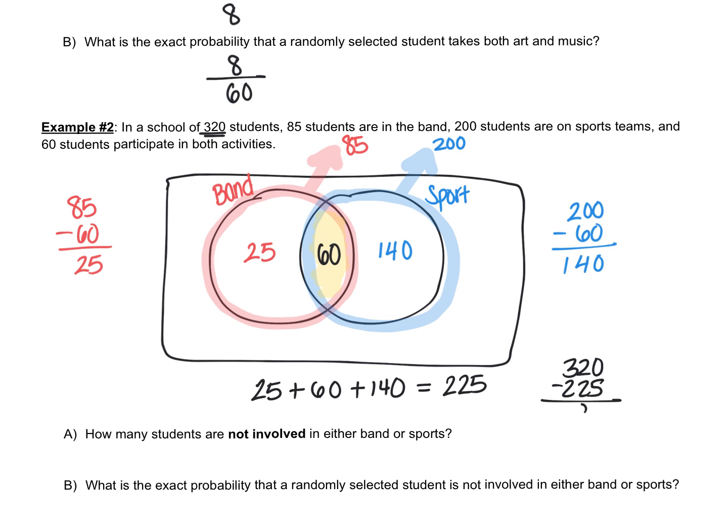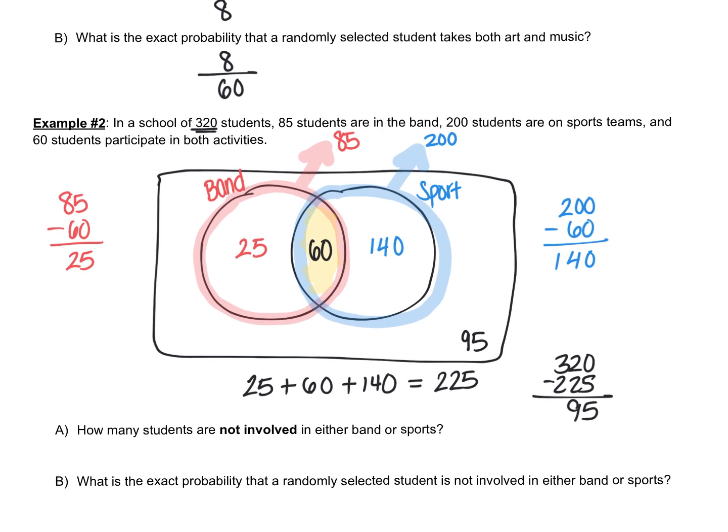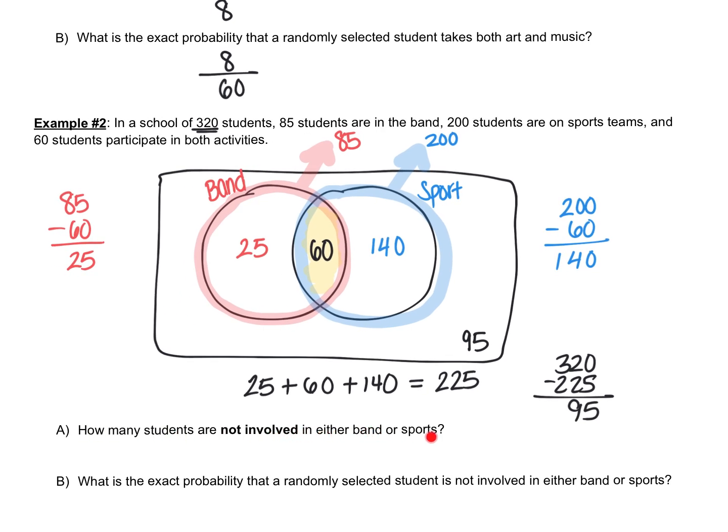And when you do that, you'll get 95. So that means 95 students do not participate in band or sports. That would be the or. So let's see if we can answer the question. How many students are not involved in either band or sports? Well, it looks like we just answered that.